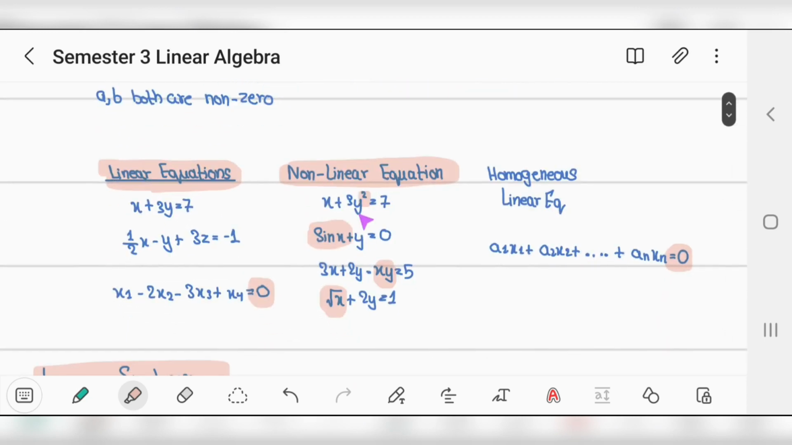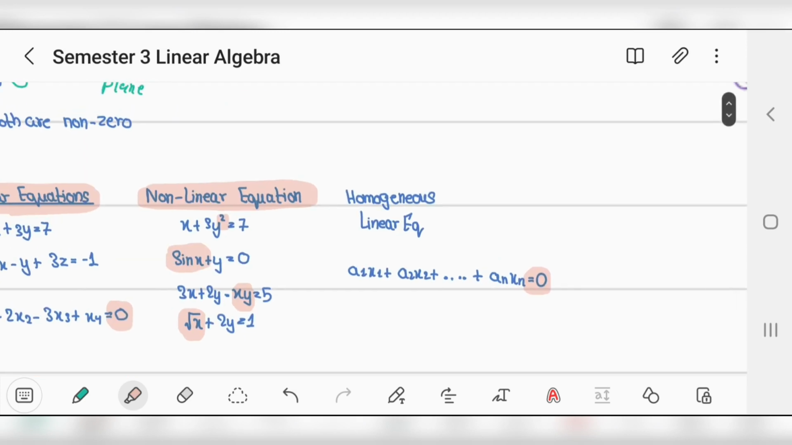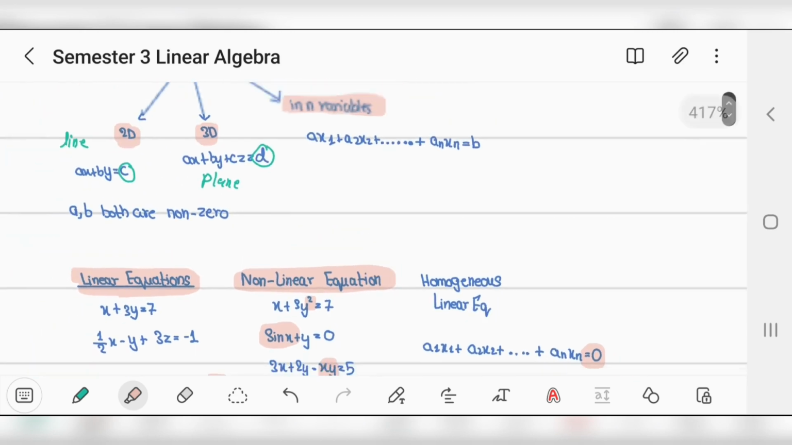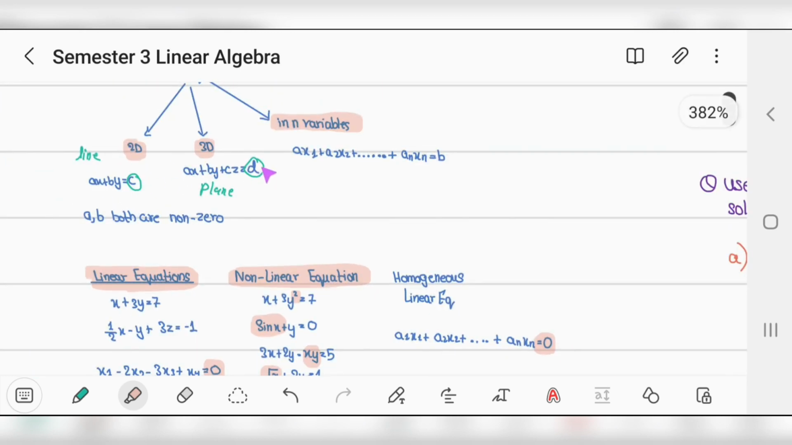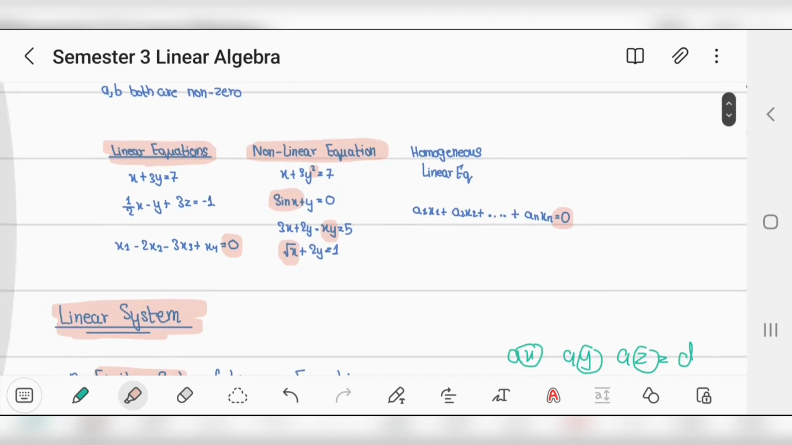These are non-linear equations. This one has a power of 2, this one has trigonometry, in this one different variables are being multiplied with one another, and this one has a square root. Homogeneous equations are those which have 0 on the right side, the constant. These are constants, only values. If it is 0, then it is known as homogeneous, which means it passes through the origin, and if it is not 0, then it is known as non-homogeneous.